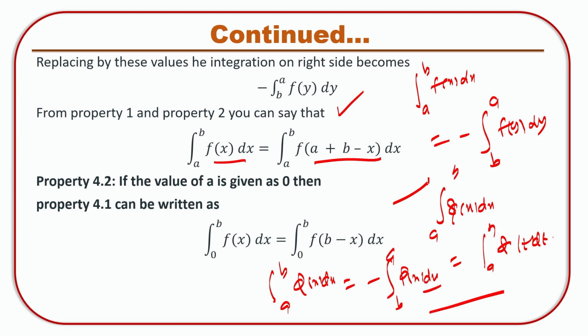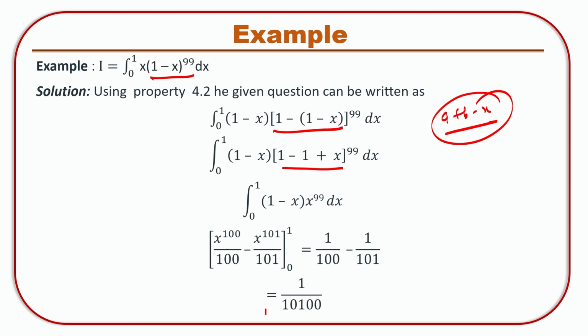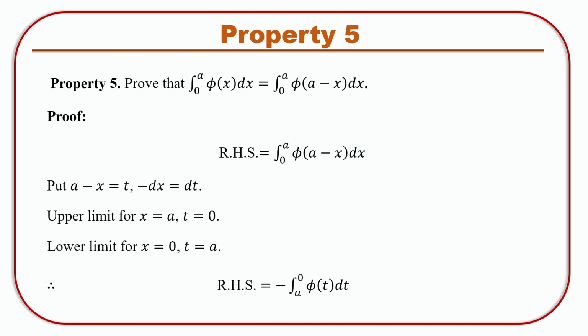So, these two properties you will see have the same value, right. Similarly, this is one example using property 4, and it comes out as x into (1 minus x) to the power 99, that can be written as f(a plus b minus x), right, and using this property this will give you 1 divided by 10,100 and so on.